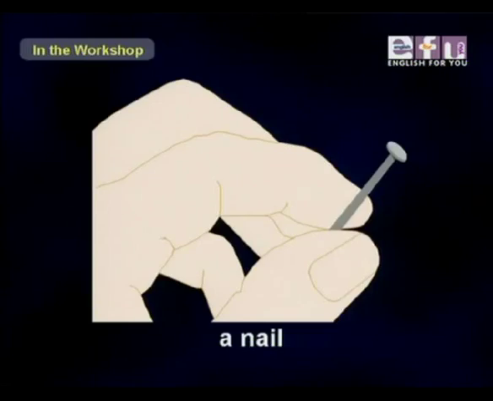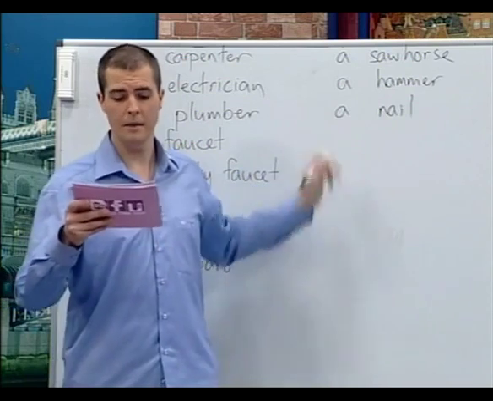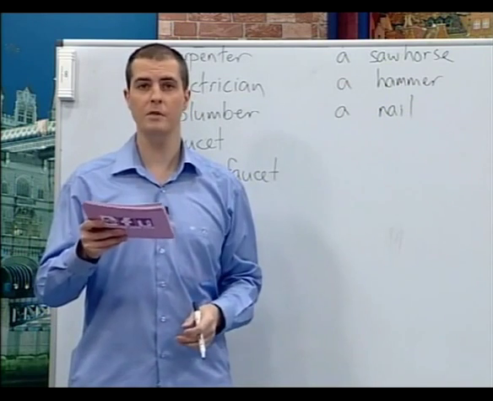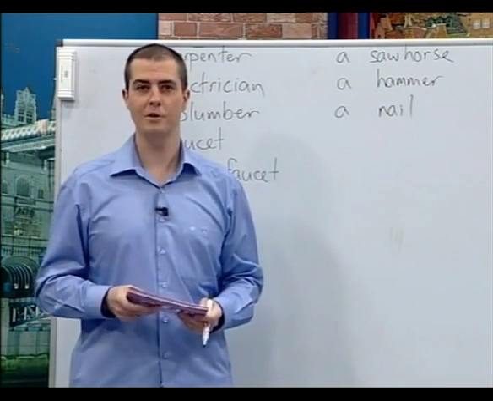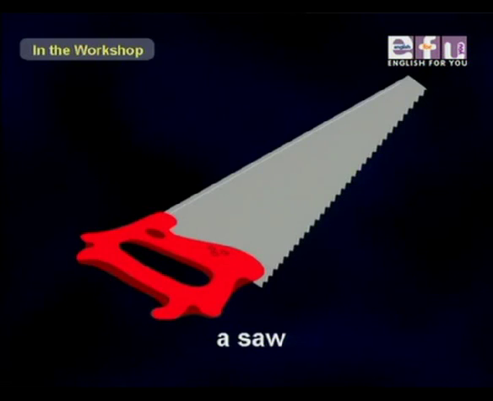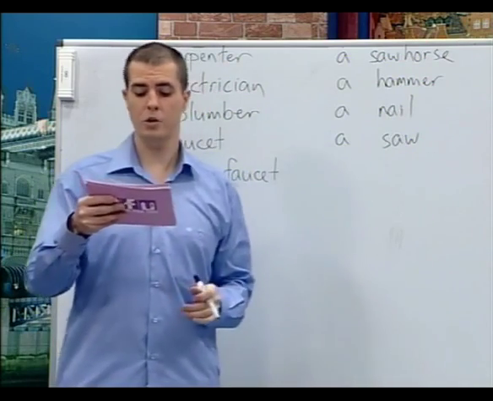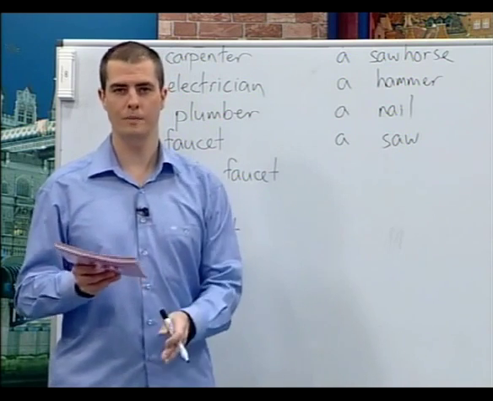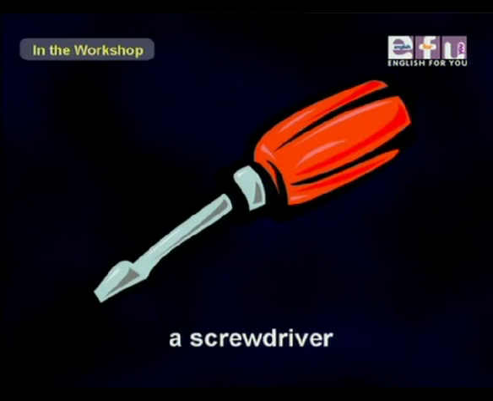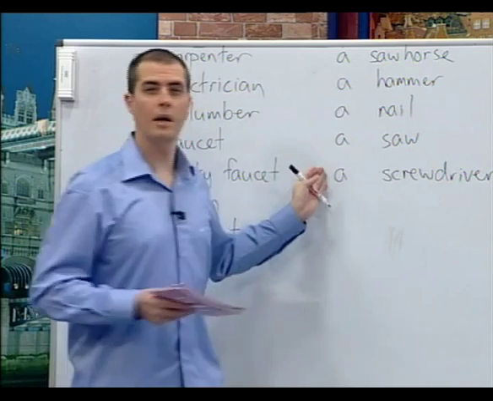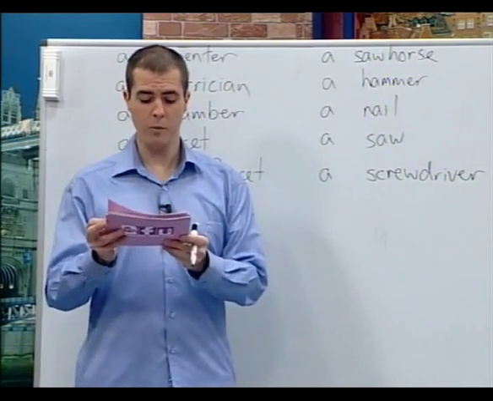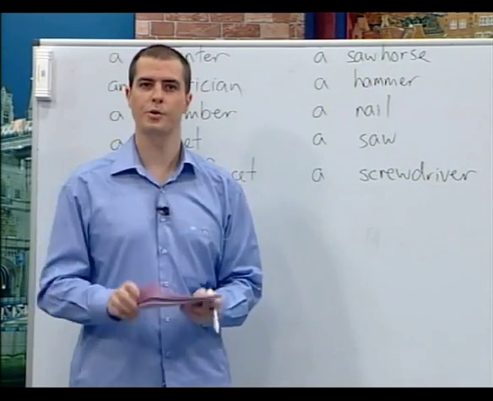And what's a nail? A nail is a thin, pointed piece of metal which you force into a piece of wood with a hammer to fasten the wood to something else. A saw. A saw is a tool with a row of V-shaped pieces used for cutting wood. A screwdriver. A screwdriver is a tool with a narrow blade at one end that you use for turning screws.